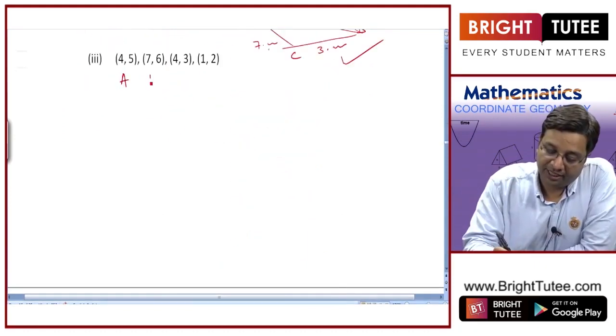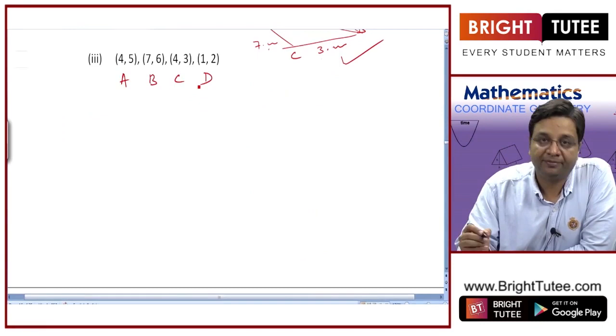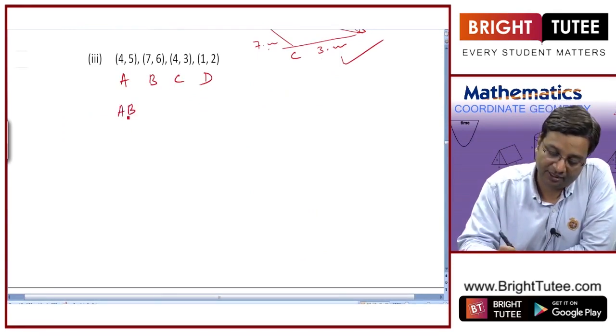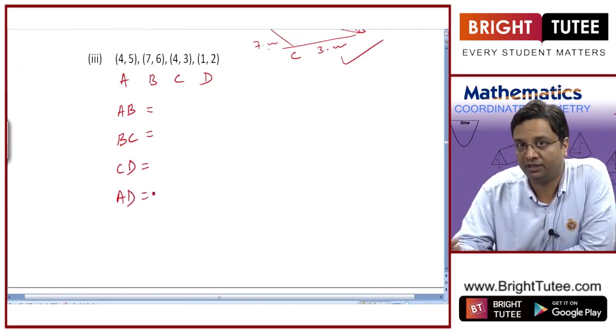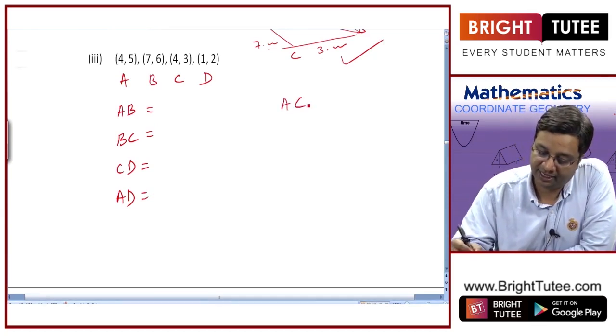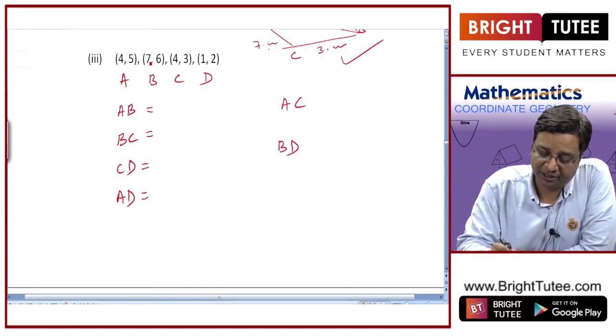So again, you take these points A, B, C and D, and calculate the distances AB, BC, CD and AD first. Then, if these distances are equal, you can move on to calculate the distances of the diagonals, that is AC and BD, right? So let's do it very fast.